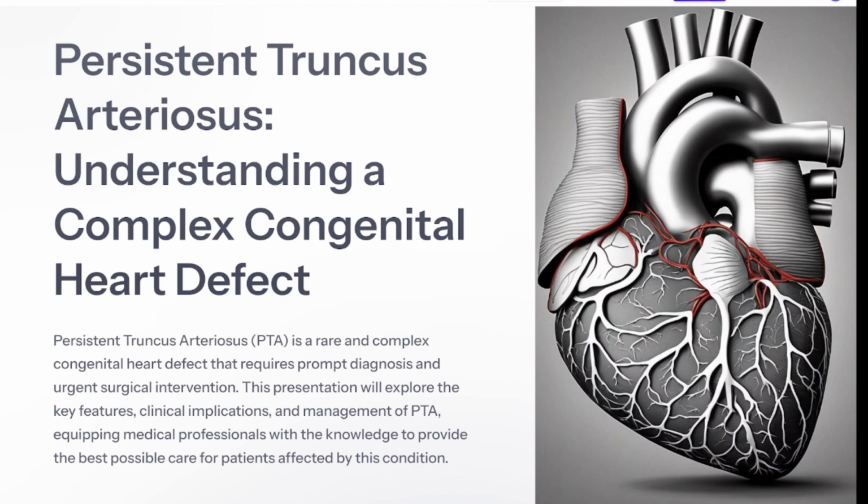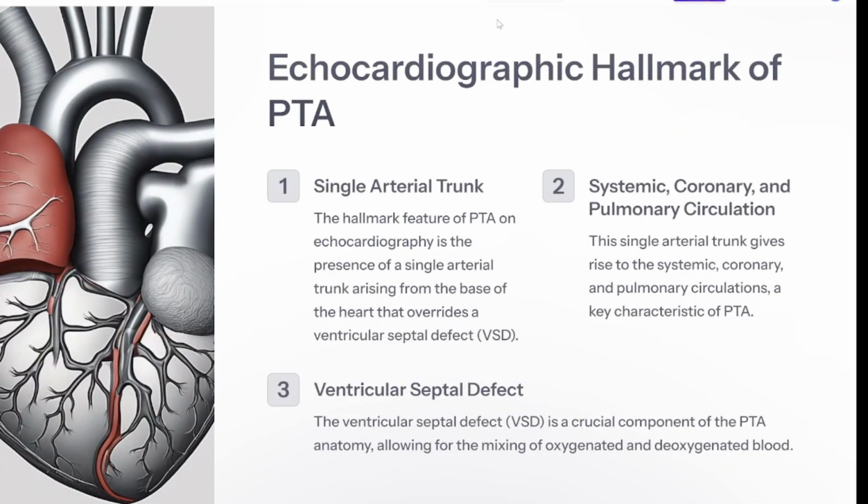Cached oral exam questions and answers on persistent Truncus Arteriosus, PTA. Question 1. What is the hallmark feature of persistent Truncus Arteriosus on echocardiography? The hallmark feature of PTA on echocardiography is the presence of a single arterial trunk arising from the base of the heart that overrides a ventricular septal defect, VSD, giving rise to the systemic, coronary, and pulmonary circulations.